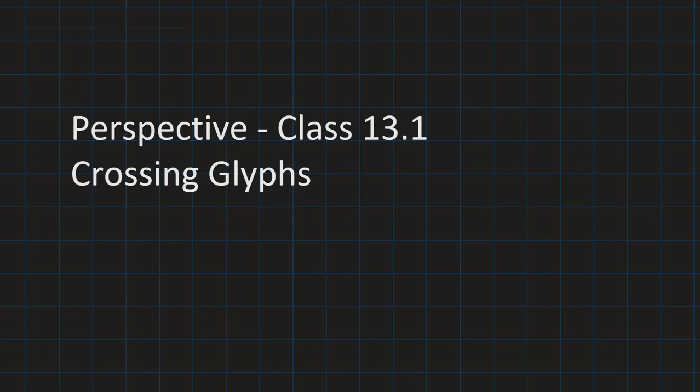Perspective Class 13 Video 1. In this video we're going to talk about crossing glyphs. Before I get on to the definition of exactly what a crossing glyph is, I just want to give you an example which highlights the need for crossing glyphs, highlights their usefulness.